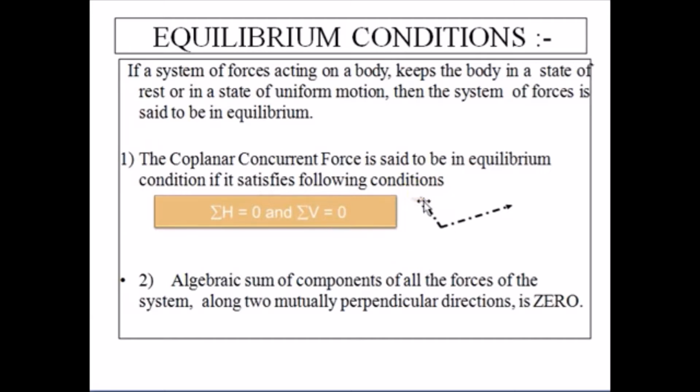Now you can see that there are two force vectors in the adjacent diagram. We will split this force into two components, acting in the horizontal and the vertical direction. Similarly, the other force vector we are going to split into two components, one vertical and the other horizontal. The algebraic sum of the components of all the forces of the system along two mutually perpendicular directions is 0. A detailed explanation of all this will be given in the further part of the video.